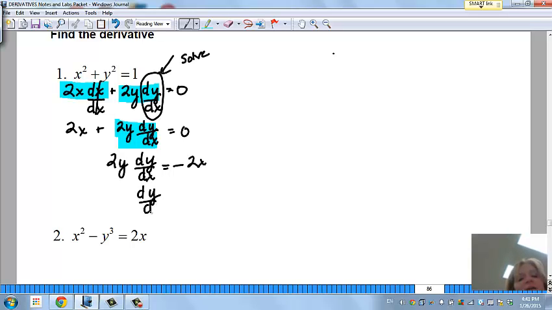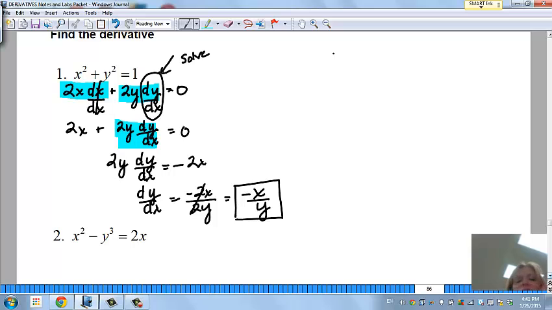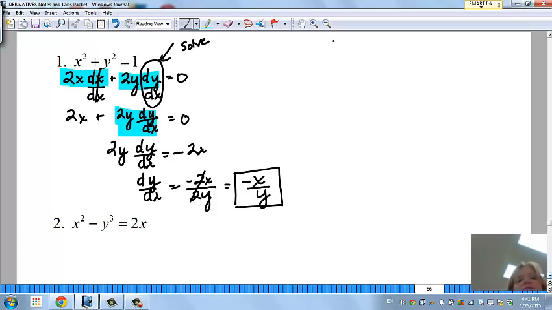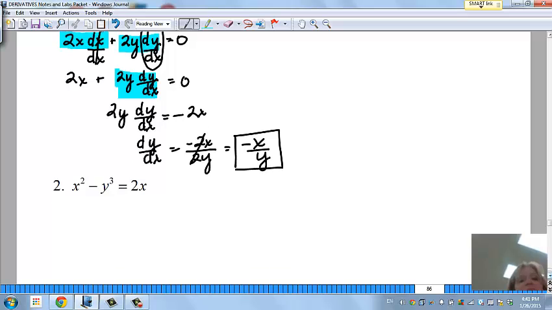So I have dy/dx equals negative 2x divided by 2y. The 2's will cancel out, so it's negative x over y. So that is my derivative. It's negative x over y. So there's an example of implicit differentiation with the unit circle.